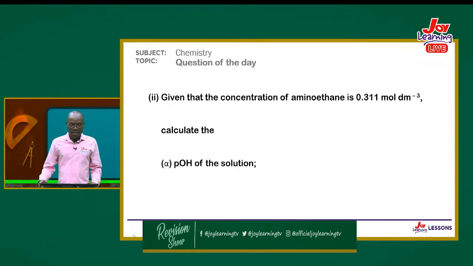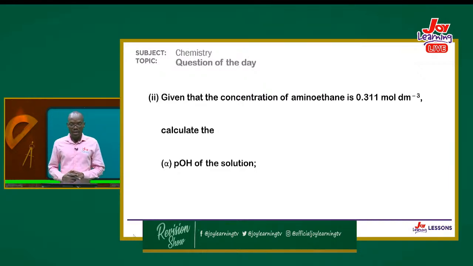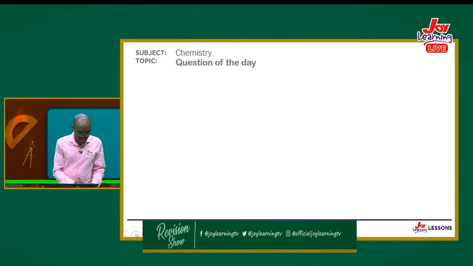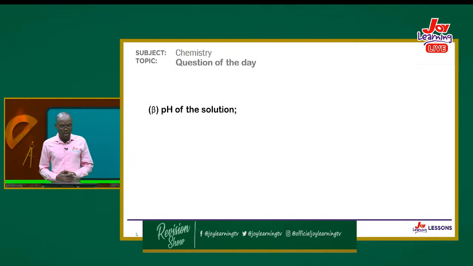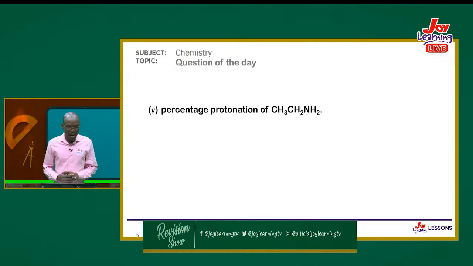(ii) Given that the concentration of aminoethane is 0.311 mole per dm cubed, calculate: alpha, the pOH of the solution; beta, the pH of the solution; gamma, the percentage protonation of CH3CH2NH2, that is aminoethane.